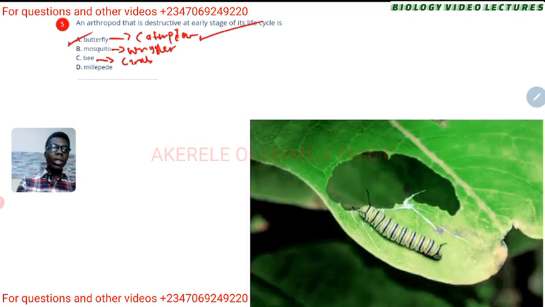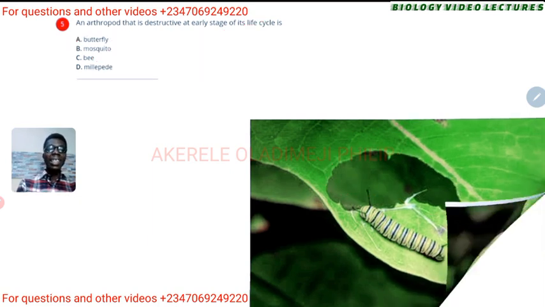So this is what you have here. This is a caterpillar eating the leaf there, and if you have a lot of this, the plant will end up dying out because the leaves that photosynthesize have already been eaten.